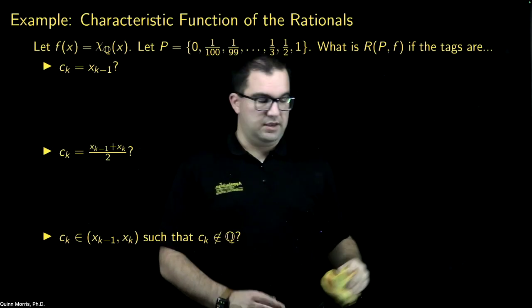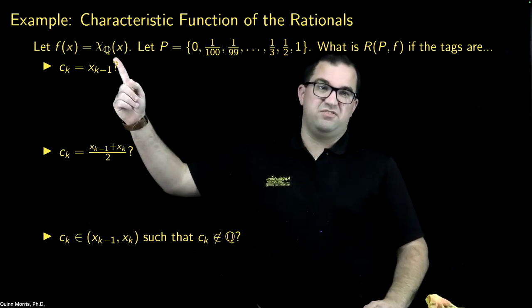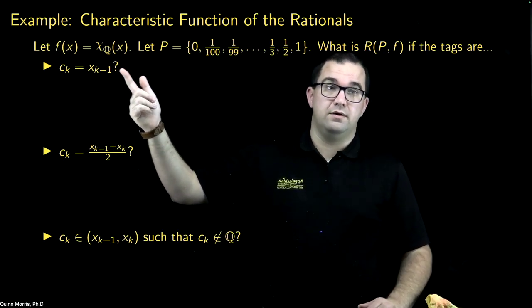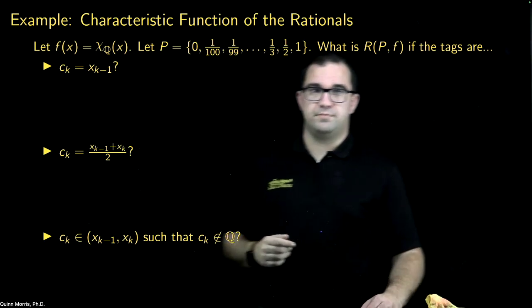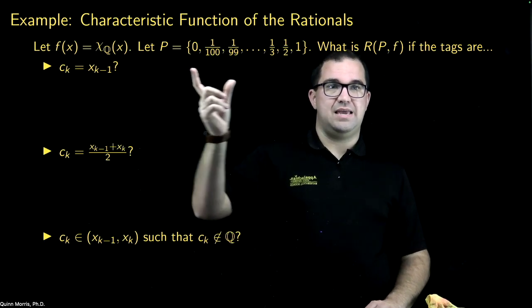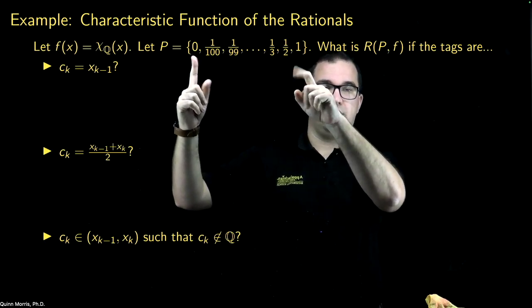In order to think about a Riemann sum, I need a function which is bounded. This function is bounded, right? It only spits out 0 and 1. So it's certainly a bounded function, okay? And I need a tagged partition. So I'm giving you here, let P be the partition. It's a partition of the interval [0, 1].